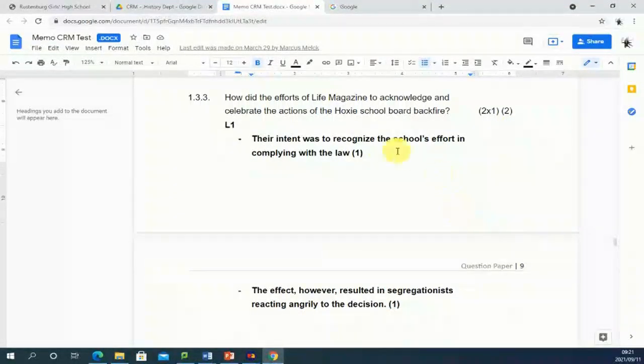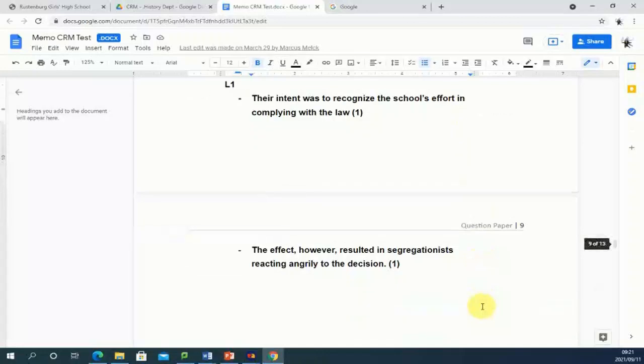How did the efforts of Life magazine to acknowledge and celebrate the actions of Hoxie School Board backfire? Remember, I said that their intent was to recognize the school's effort in complying with the law, but the result was that segregationists reacted angrily to the decision.